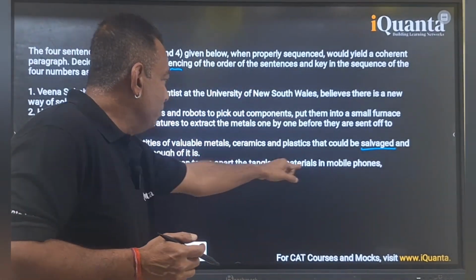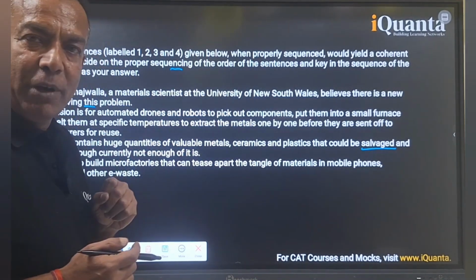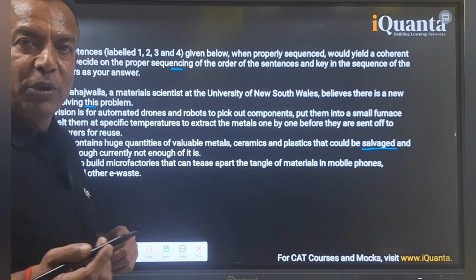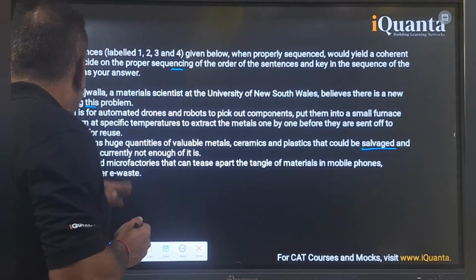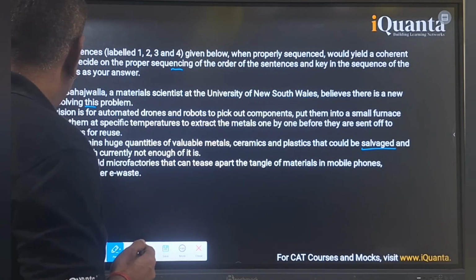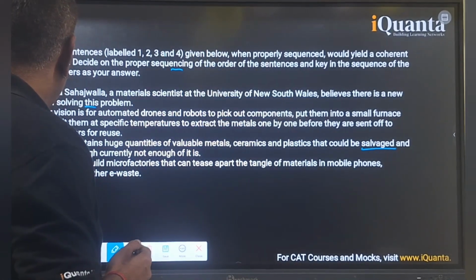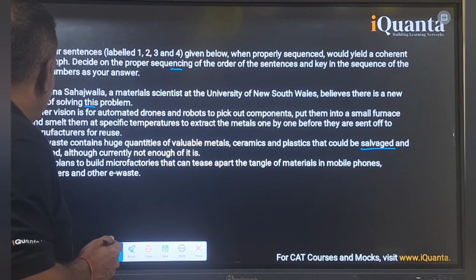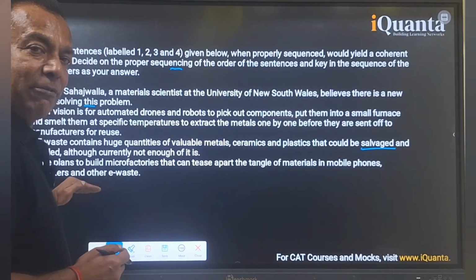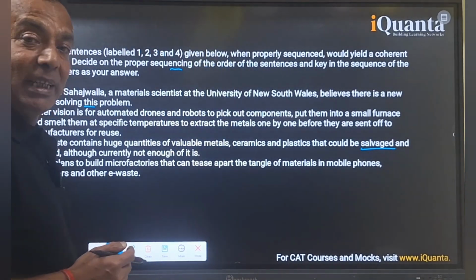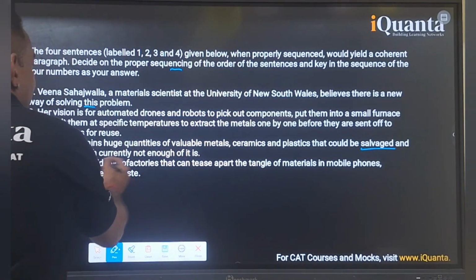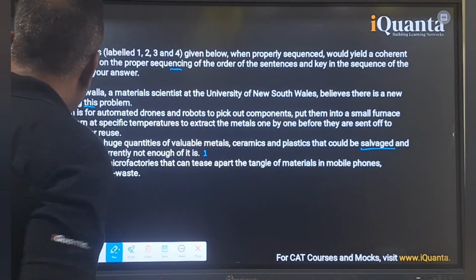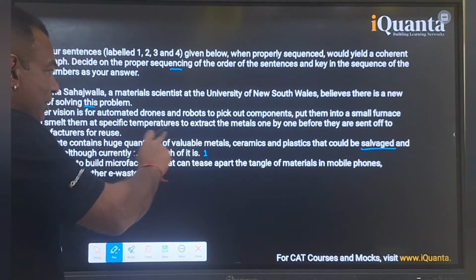And those wastes come from mobile phones, computers, and other e-waste. E-waste is electronic waste. So when we are talking about e-waste, you have to know we are talking about electronic waste. So here, after looking at all these, we can figure out that first, second, and third basically will come after the first sentence. So the first sentence would be, this will be number 1. That is, e-waste contains huge quantities of valuable metals and ceramics and plastics.